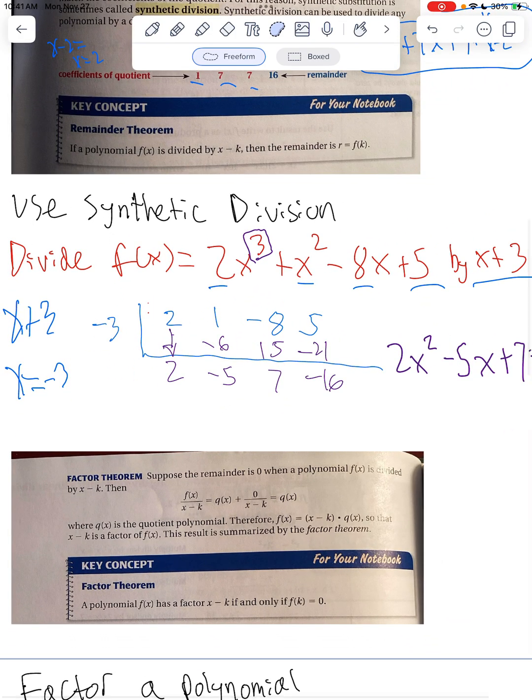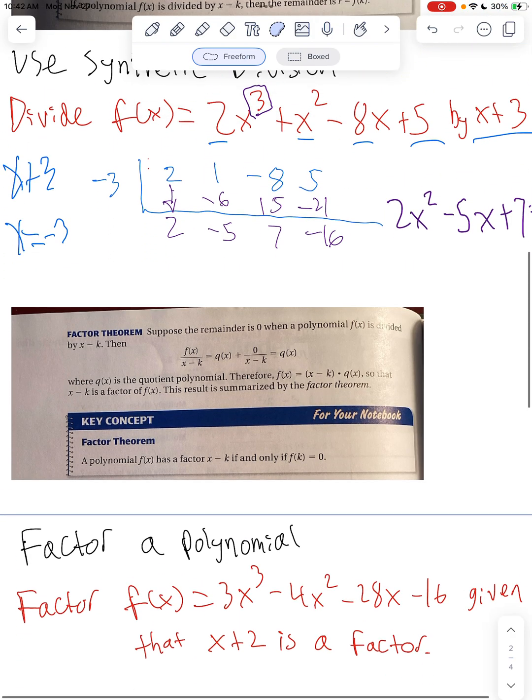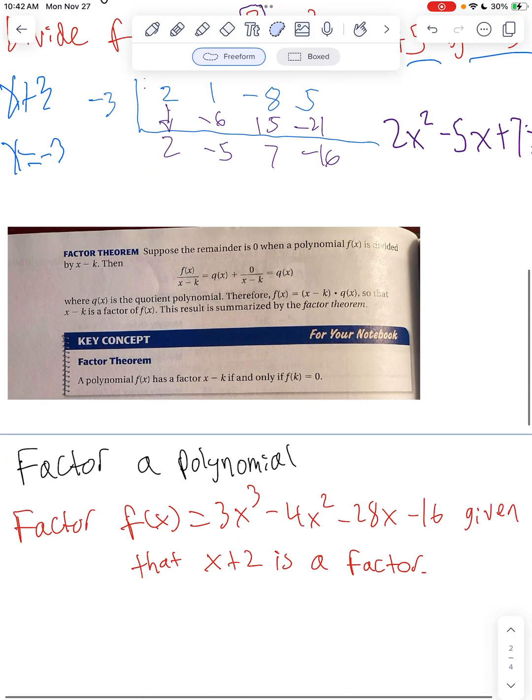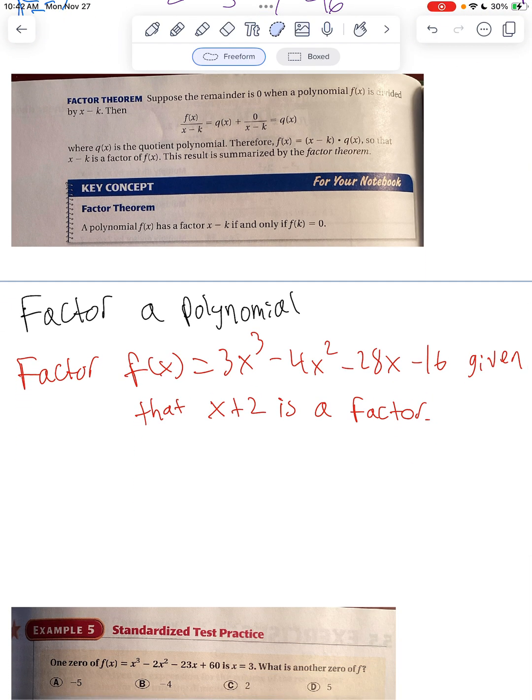The factor theorem. Suppose that the remainder is 0 when a polynomial is divided by x minus k. So again, if it equals 0, then we know that we have a factor. That is a factor of the problem, which can be very helpful, and that's something you're going to be asked to find. So if I look at factoring a polynomial, I'm going to take 3x to the third minus 4x squared minus 28x minus 16. And it's given to me that x plus 2 is a factor.